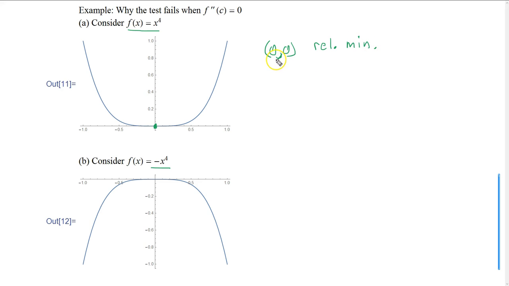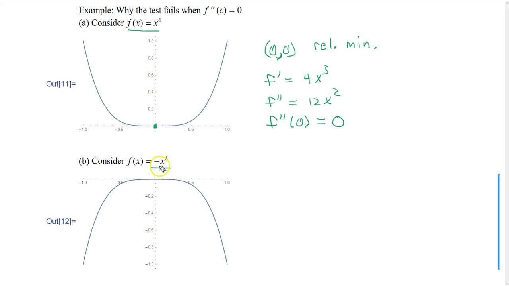Now, if we were to try to apply the second derivative test at x equaling 0, notice what we would get. Our first derivative is 4x cubed. Our second derivative is 12x squared. And if we evaluate the second derivative at 0, of course we get back 0, putting 0 in for x. So this function has a relative minimum at 0, 0, and its second derivative at 0 is 0.